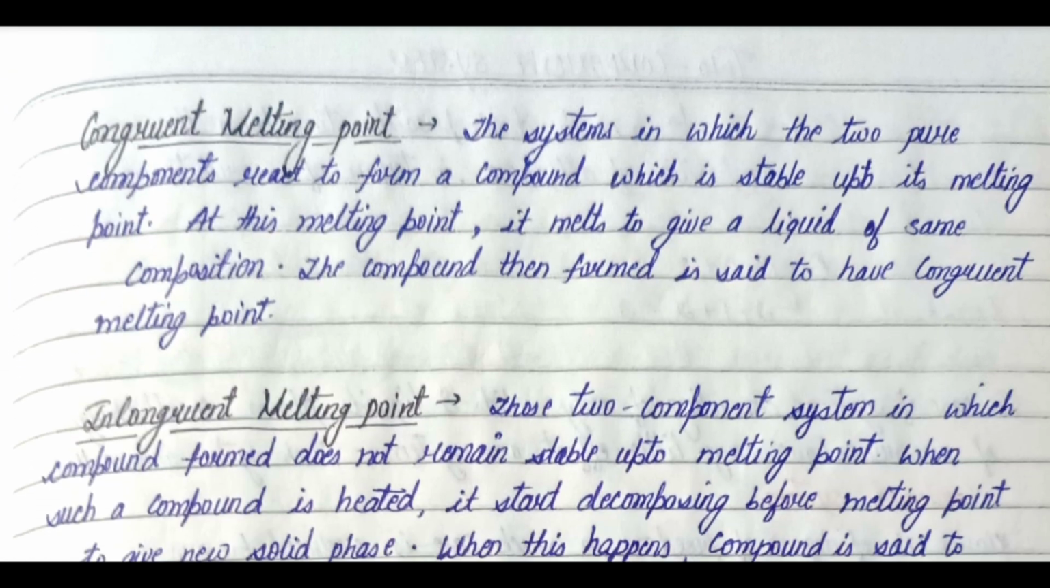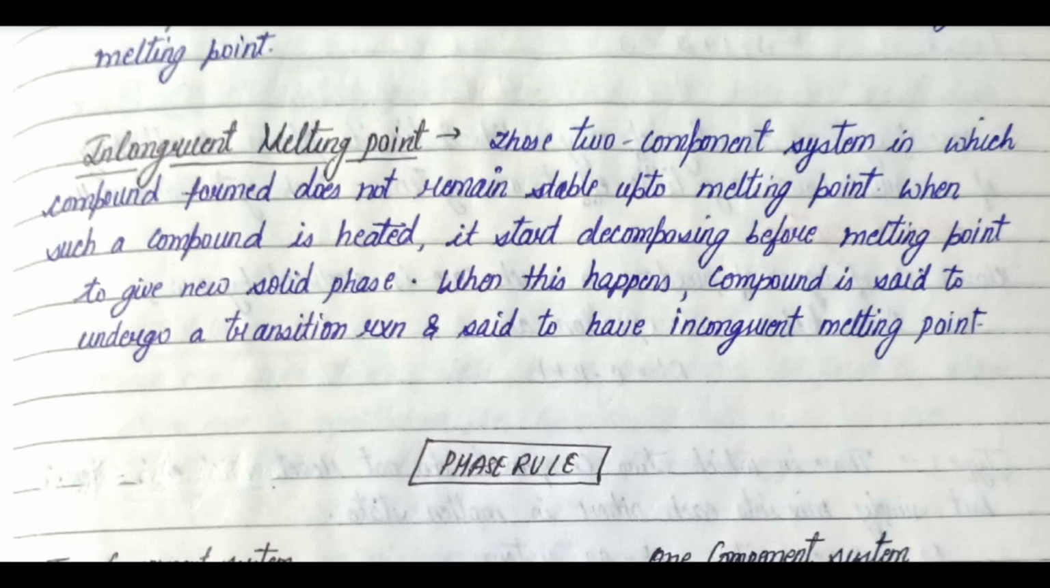Example, NaCl-water. Congruent melting point: the system in which the two pure components react to form a compound which is stable up to its melting point. At this melting point, it melts to give a liquid of the same composition. The compound then formed is said to have a congruent melting point. Incongruent melting point: those two component systems in which the compound formed does not remain stable up to the melting point. When such a compound is heated, it starts decomposing before the melting point to give a new solid phase. When this happens, the compound is said to undergo a transition reaction and is said to have an incongruent melting point.